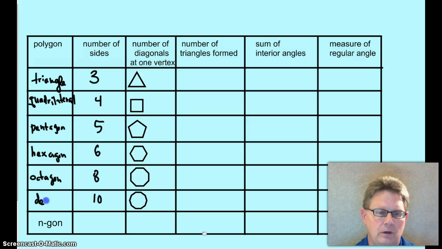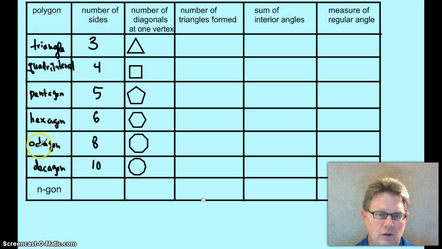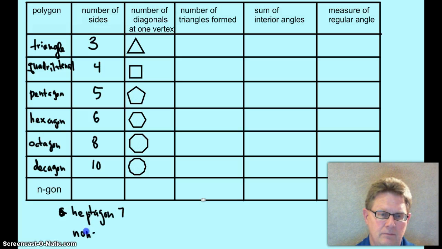Yes, I know there were a couple here I skipped. I did that on purpose. And we'll talk about those now. The 2 I skipped were heptagon, which has 7 sides, and a nonagon, which has 9 sides.